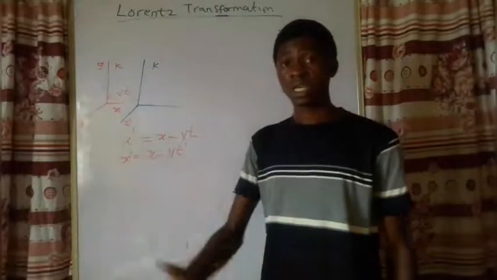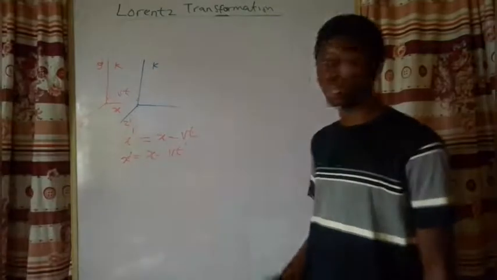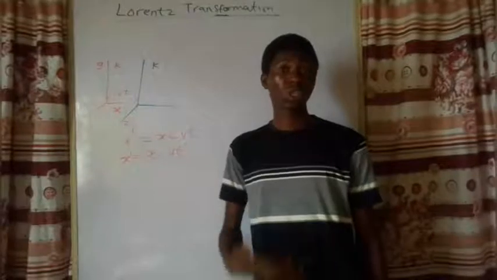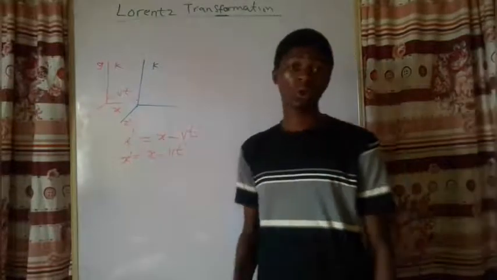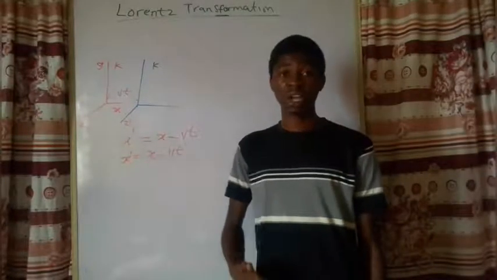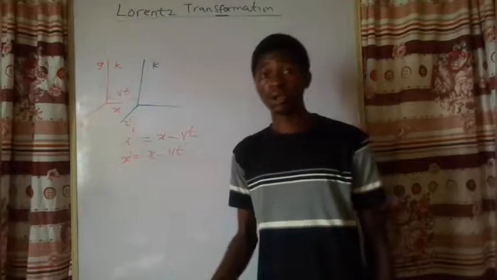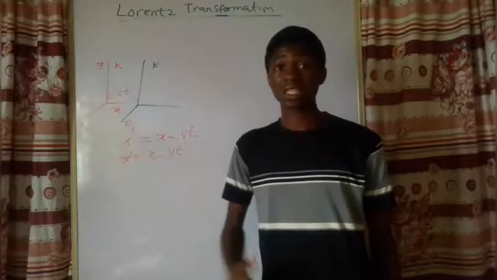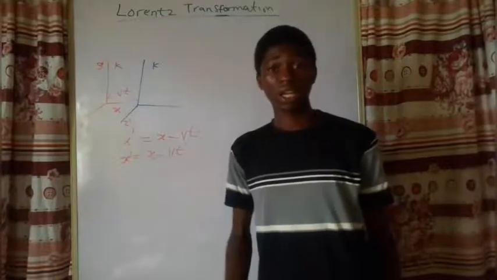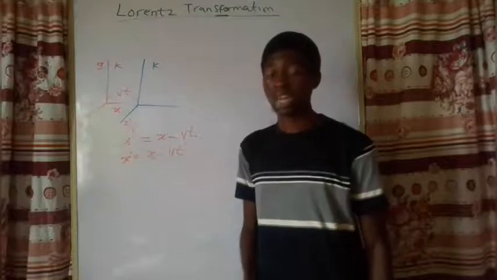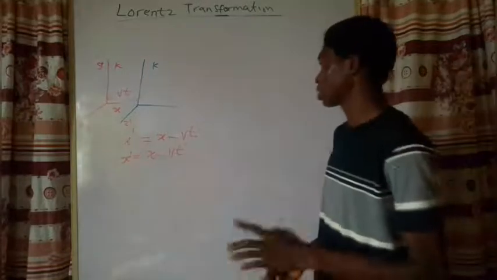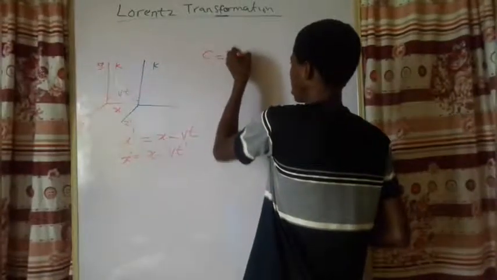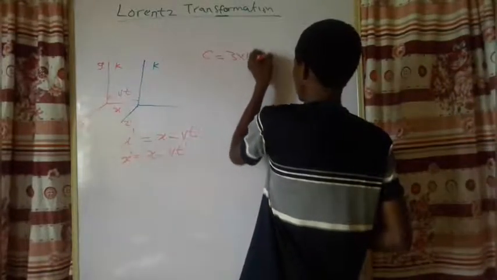One of the assumptions we are going to use is Einstein's postulate of special relativity, which says that the speed of light is not relative. It is absolute. It does not depend on the speed of the observer or the speed of the source. So if you are traveling at 3/4 of the speed of light and you release light, that light cannot travel more than c, and it cannot travel less than c. The speed of light is c, which is 3 times 10 to the power 8 meters per second.